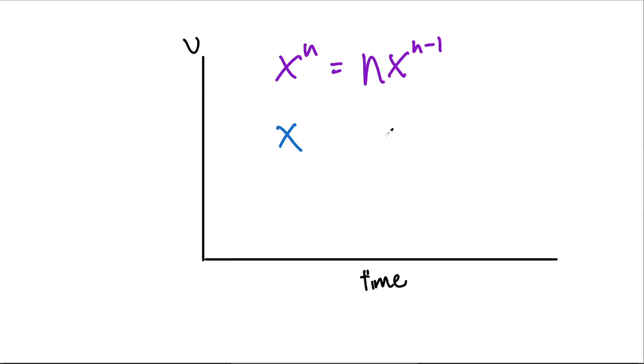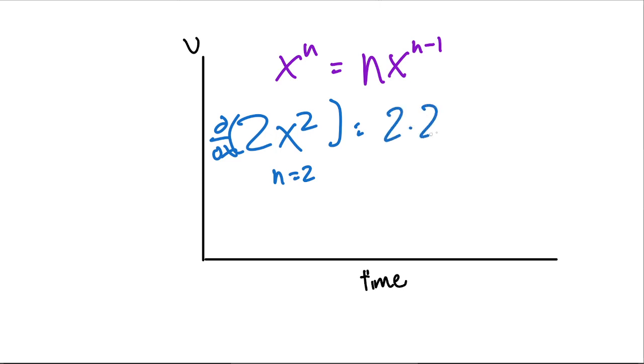Now we can do that for some other numbers. Let's say we have 2x squared, where n equals 2. The derivative of this is going to be 2 times 2, times x to the power of 2 minus 1. So this is going to be equal to 4x, right?